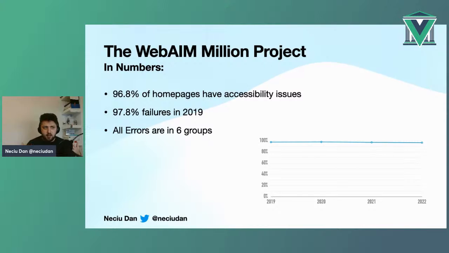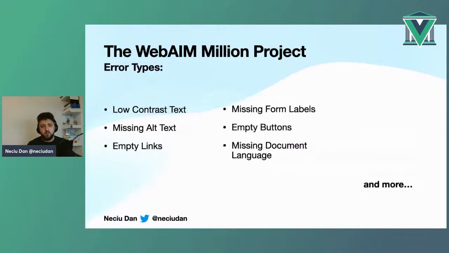Hopefully, we're seeing a bigger push into the future. And the good news is that all of these errors can be categorized into 6 groups. So we have low contrast text errors, missing alt text, empty links, missing form labels, empty buttons, and missing document language. Besides these big 6, we still have 1 or 2 more errors that I'm going to talk about in a little bit of detail. So let's go through each of these problems, see how it can impact our user base, and how we can fix it, and what's the best practice to apply.